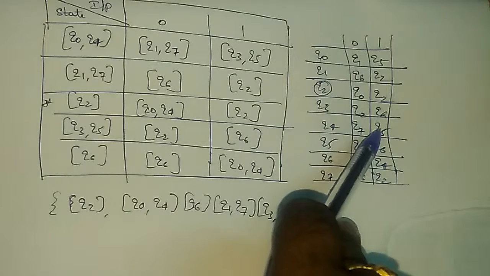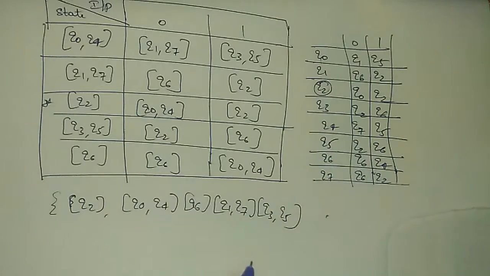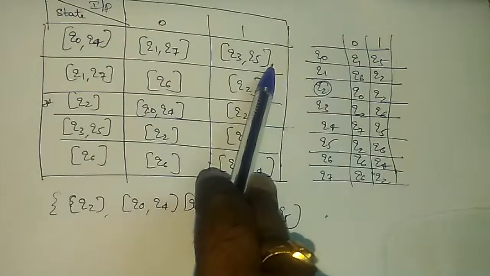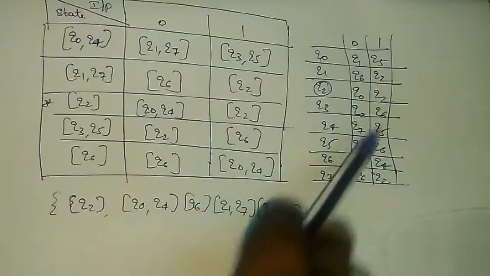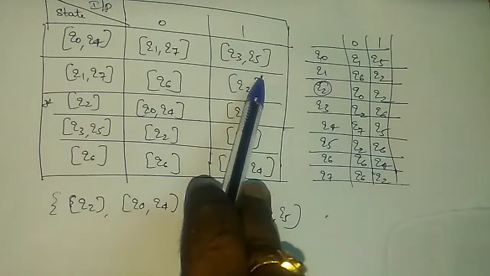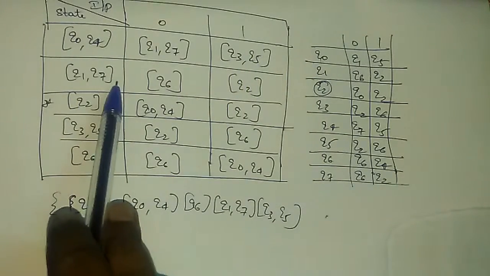But I can't write Q5. Why? Because if you see the set here, Q5 is associated with Q3. So I can't divide this set. So this is a single set. So I should write Q3, Q5. Even if I am getting only Q5, but Q5 is associated with Q3 as well. So Q3 comma Q5.